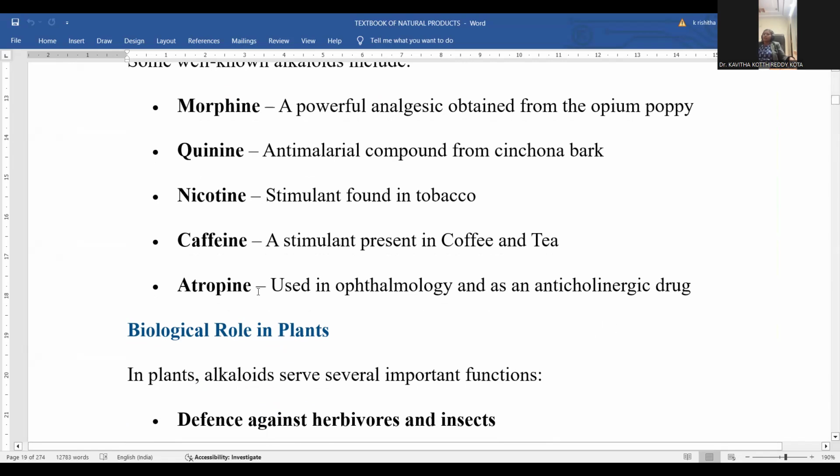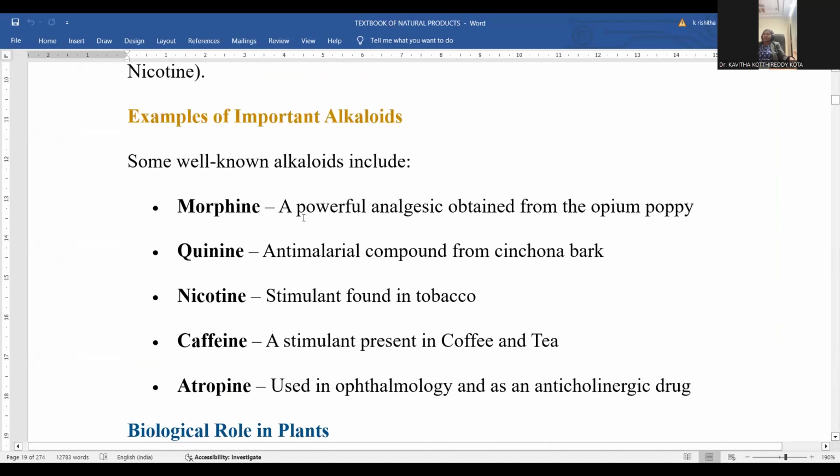Atropine is another alkaloid we can observe. In ophthalmology, for people who are suffering with eye-related diseases, atropine is used as a drug, and as an anticholinergic drug as well. So anticholinergic activity is also mentioned for atropine. This is the way alkaloids are included, and certain examples and their origin from which we are able to extract them is also provided. So this is regarding the examples of alkaloids.